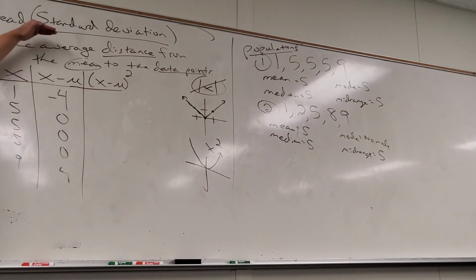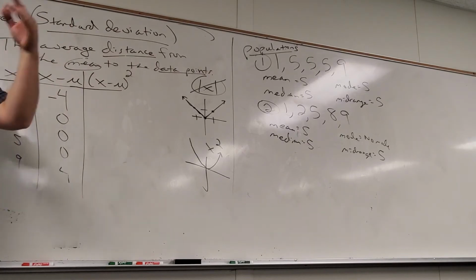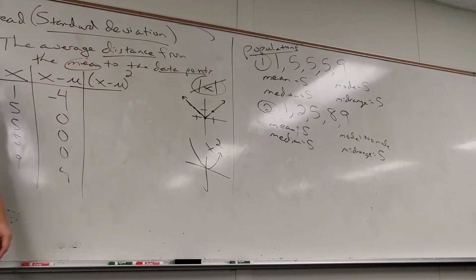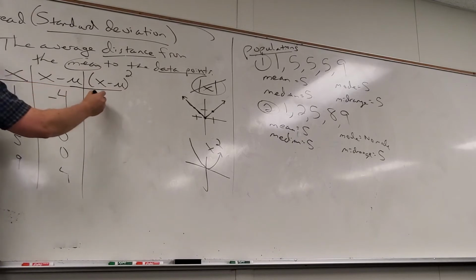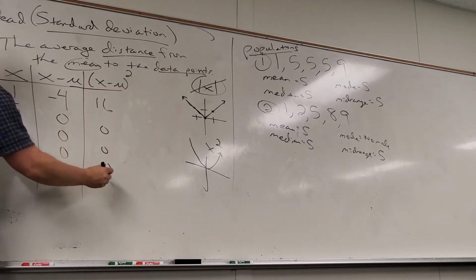So what does that mean I've got to do at the end? Square root. Because I don't want the average square distance, I want the average distance. So the last thing we're going to do is take a square root. So what do we get here? 16? 0. 16.